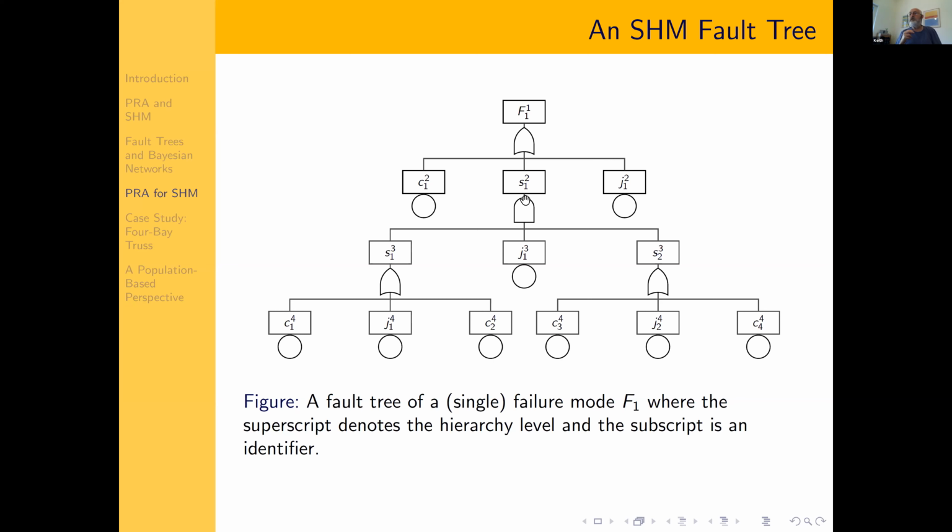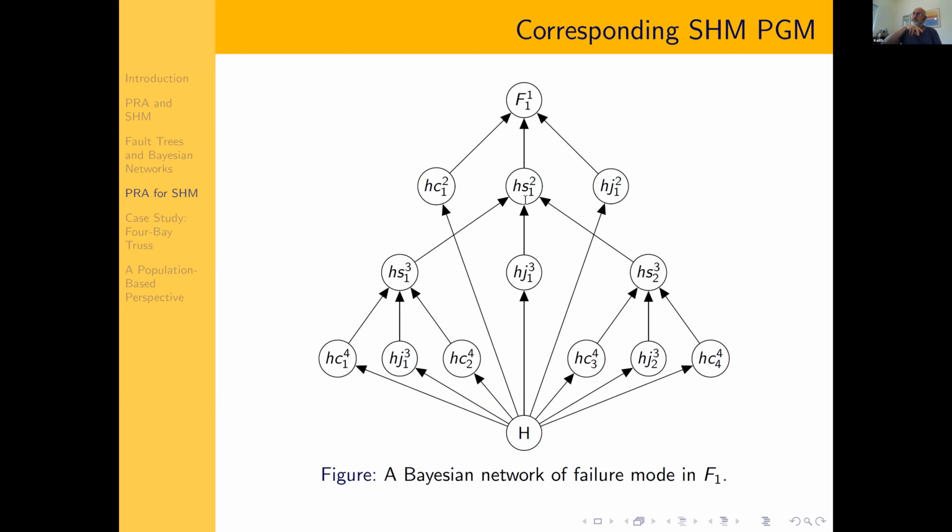Now, following the rules that we just talked about in terms of embedding these rules into probabilistic graphical models, here is the corresponding graphical model for that particular structure. And we're going to give state variables to the conditions of all of the components and the joints. And you can see the conditional dependencies here.